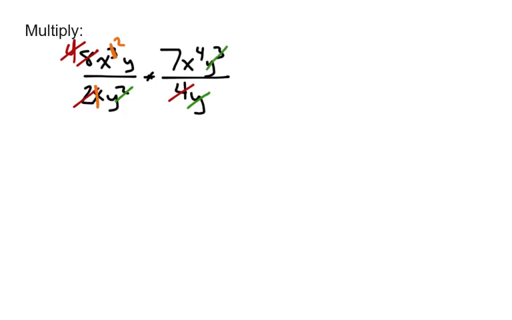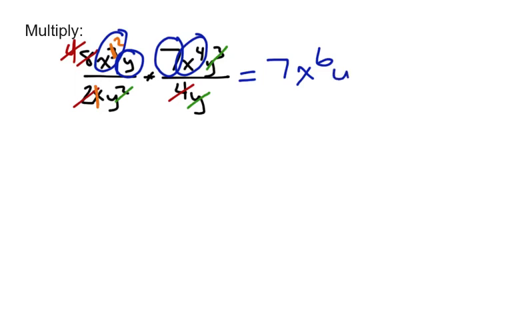Now we look at what we have left. Like I said, we just had that 7 left right here. Between the x's, we got an x squared and an x to the 4th, which is x to the 6th. And for the y's, all we have is this little y. So that's how we can cancel first and then see what we have left.